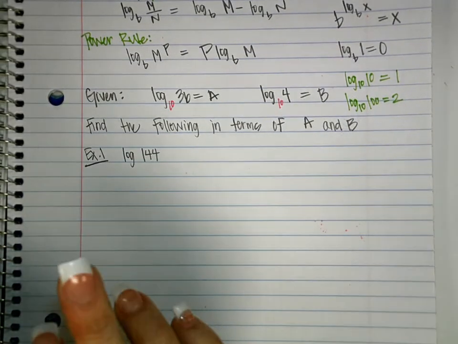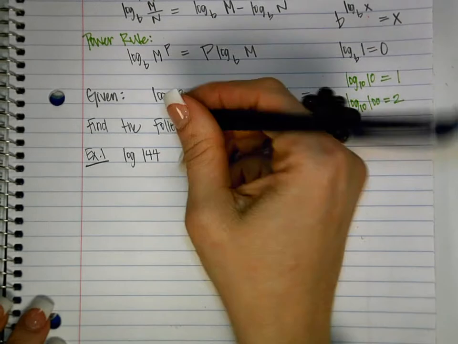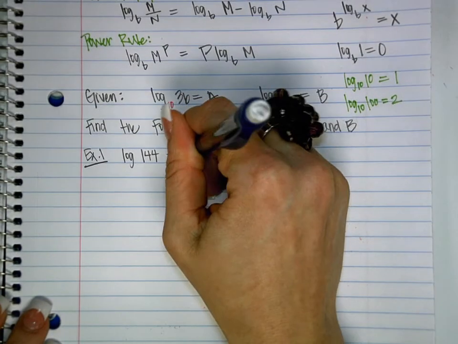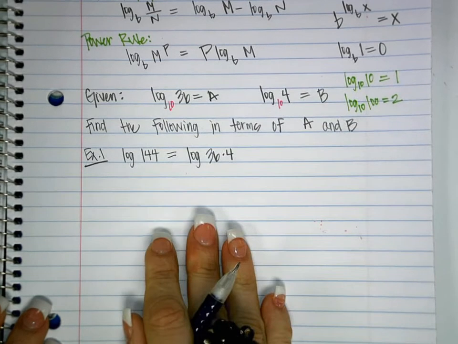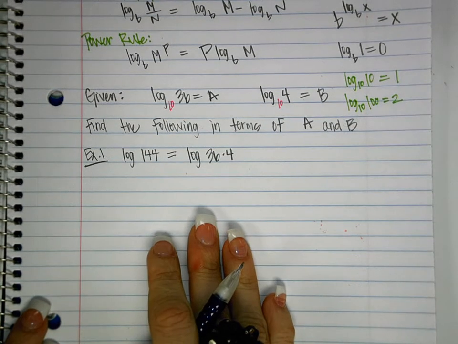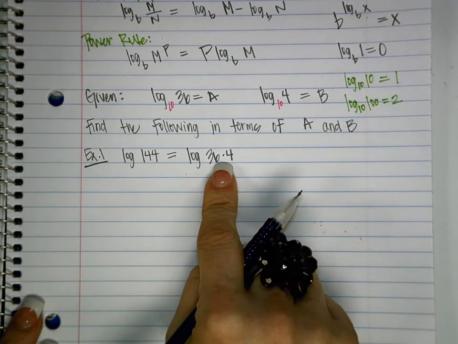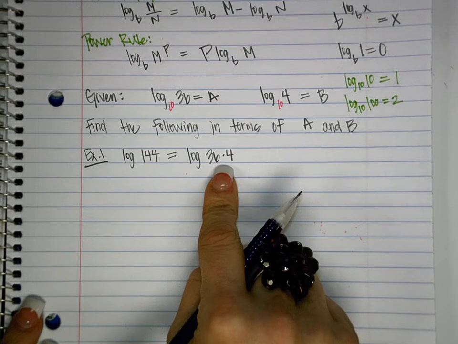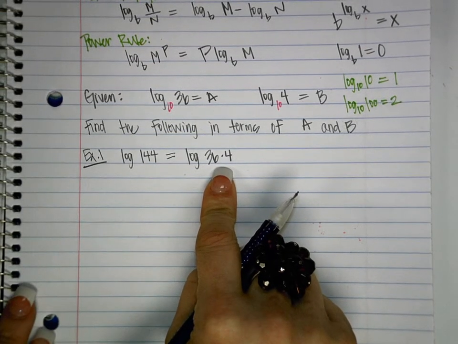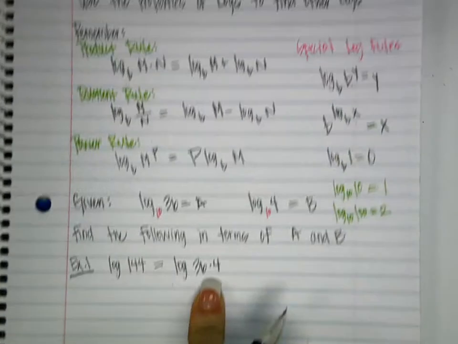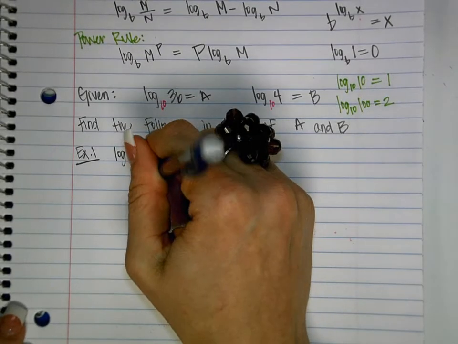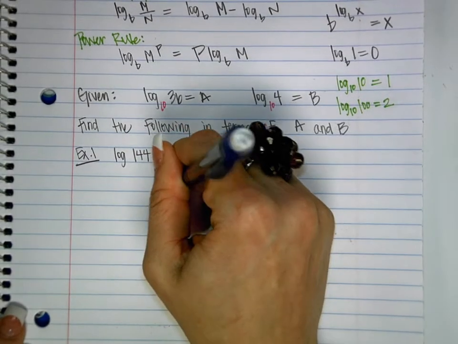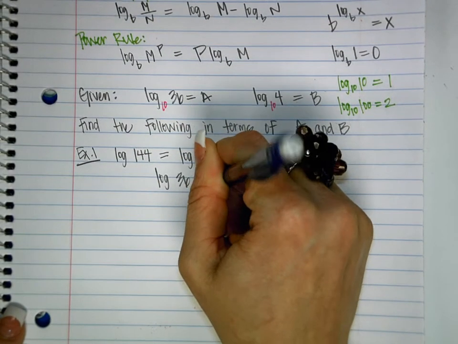36 times 4, right? So this is the same thing as writing log of 36 multiplied by 4. 36 times 4 is 144. Now, does this look like one of the log properties? Which one does it look like? The product rule. The product rule tells you if you have something multiplied, you can break it apart by making these added to one another. So log 36 plus log 4.